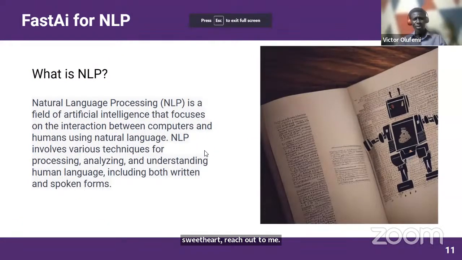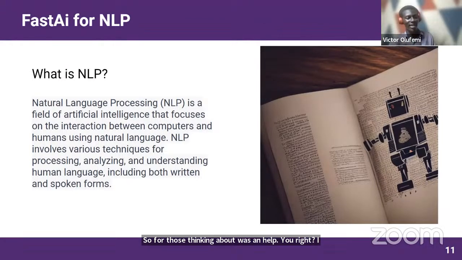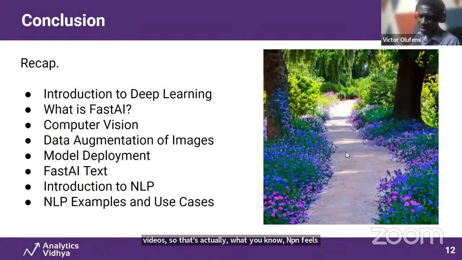Right. So for those thinking about what's NLP, NLP is simply natural language processing, and it's basically giving computers the ability to understand human language, natural language. You see the likes of ChatGPT, you see the likes of GPT-3. A lot of people, there's a buzz around large language models right now. So that's actually what NLP entails, down to audio as well as text, and different forms of human interaction.